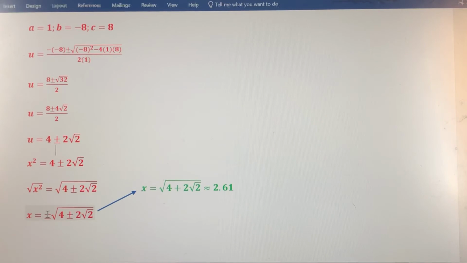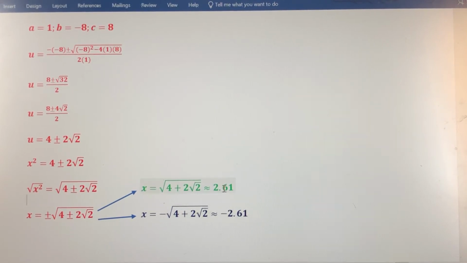Now, let's stick with it being positive out front, but change it to a negative in here. So my second solution is going to be x equals negative square root of 4 plus 2 radical 2. When I evaluate that using the calculator, I get the opposite, which should make sense. So it's about negative 2.61. So that's two of my solutions so far.